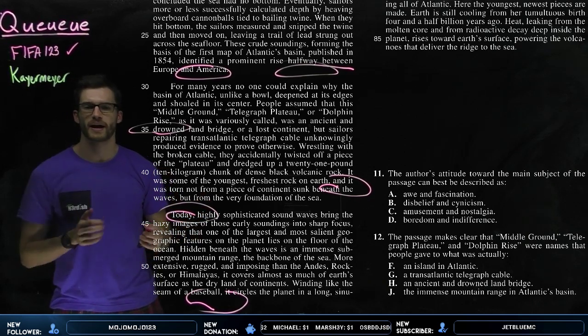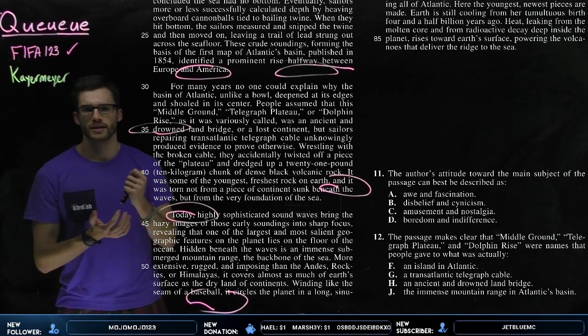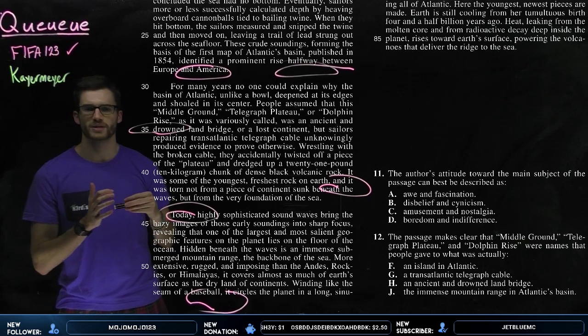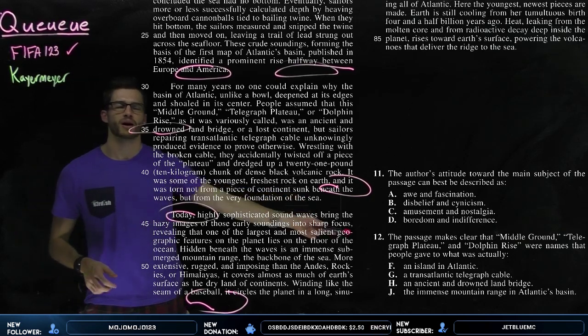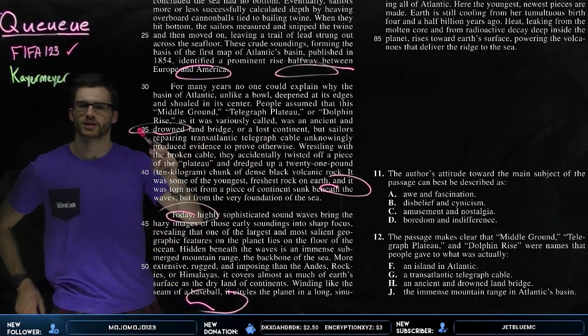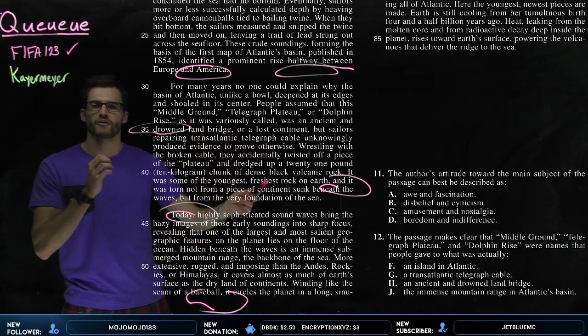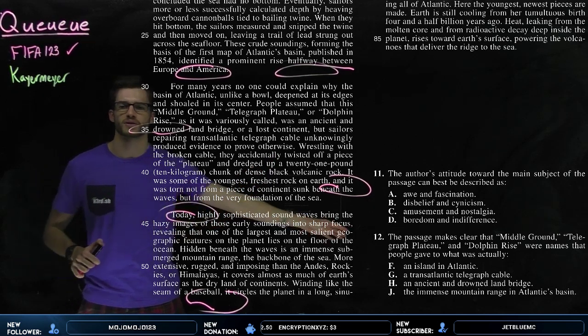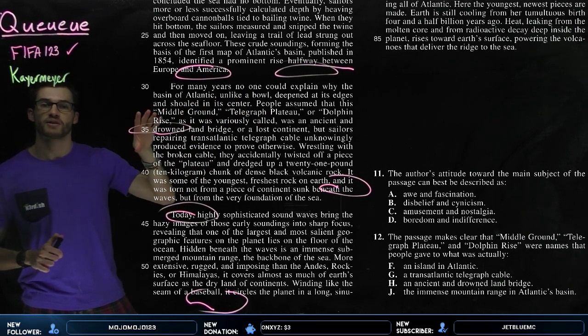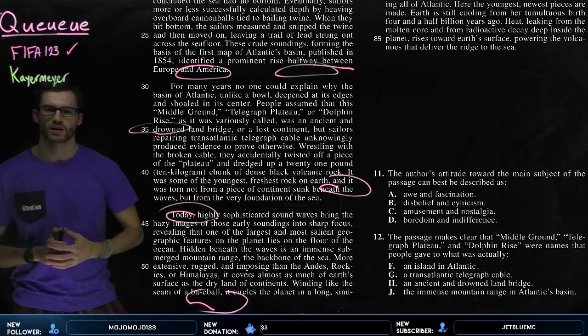Now, number 12. The passage makes clear that Middle Ground, Telegraph Plateau, and Dolphin Rise were names that people gave to what was actually... Okay, so they've given these quotes. That means they're definitely here. They're right here. So they're in this paragraph. And I figured that anyway, because they were talking about the seafloor there and things there, which was in here. So I'm going to read this closely for the first time to try to answer number 12.